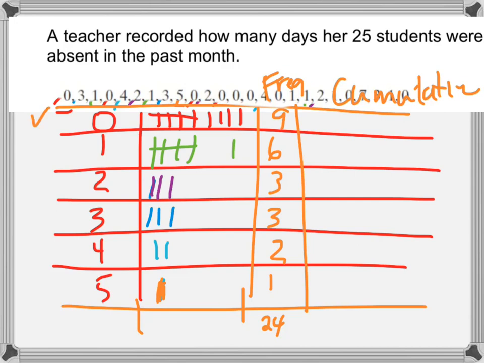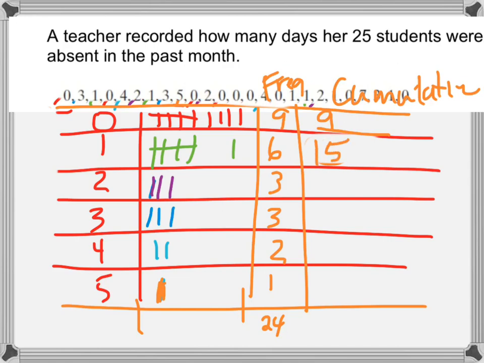So starting from the smallest number and going up as you go down. Okay, the cumulative frequency, so here it's just 9. So how many students were absent 0 days? 9 students. Okay, this section here is asking how many students were absent 0 or 1 day, or at most 1 day. That's another way of saying the same information. So you're going to add 9 and 6 to get 15.